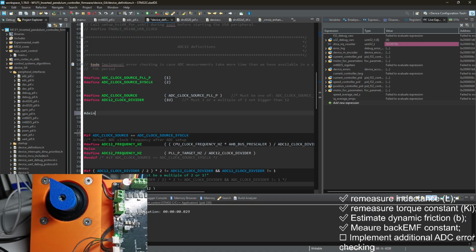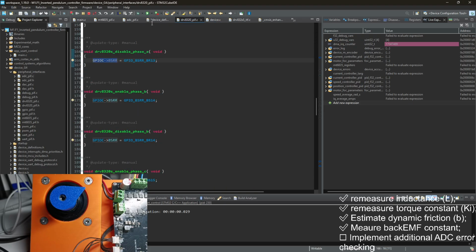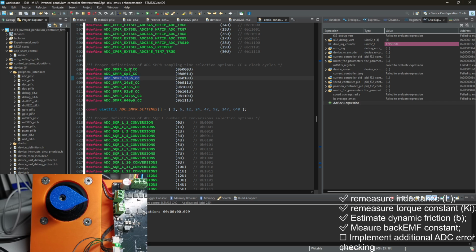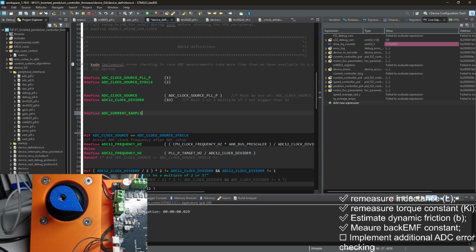So let's define ADC current. What is the correct name for this? Sampling time. Sampling time, okay.